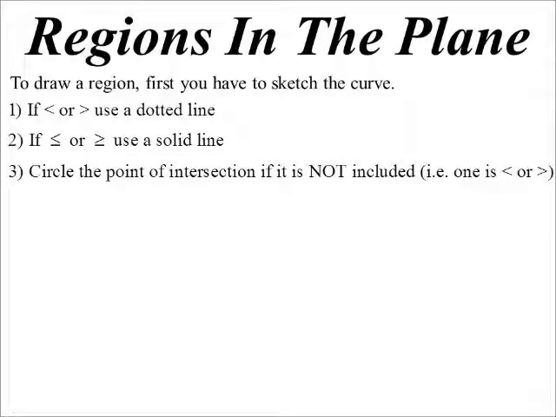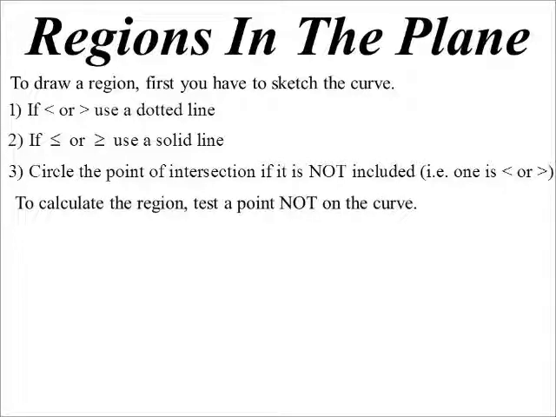Now, the point of intersection is key, because we need to indicate, is the point of intersection included or not? When two solid lines meet, not an issue. But if one of those boundary lines is dotted, we need to circle the point of intersection to indicate, hey, it's not included. Because remember, the point of intersection is only included if both boundaries are included. And then we work out our region by testing points.